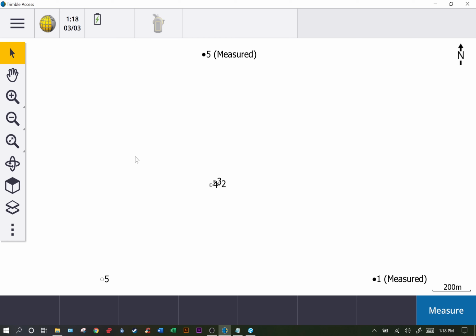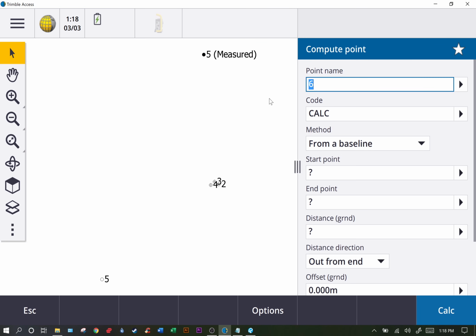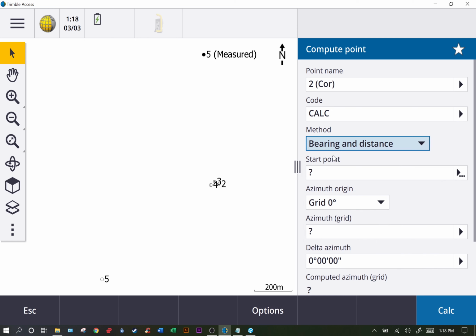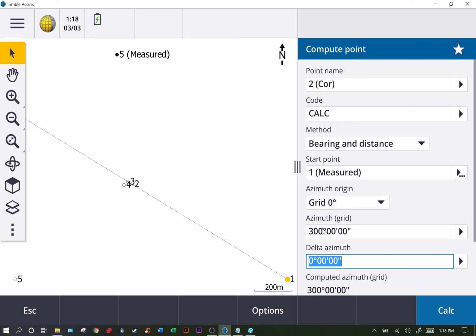So next I'm going to basically redo all my calcs, but incorporating the corrections. I'll go into COGO, compute point. This one's going to be 2 corrected, calc bearing and distance, the exact same way I started out last time. I'm going to start at point 1 measured, and my azimuth is going to be 300 degrees, same as what I used before, and as you can see the guideline already shows up and it's going right through 2 and 3 there.